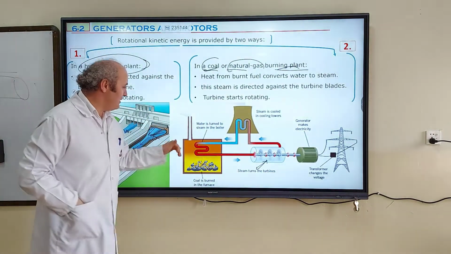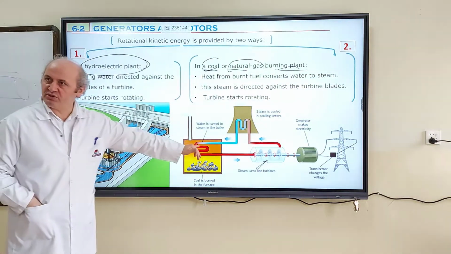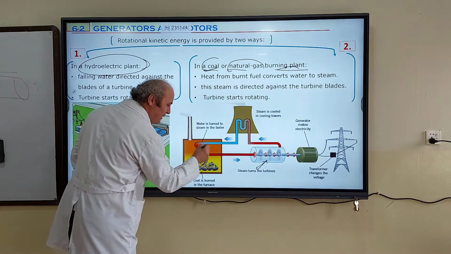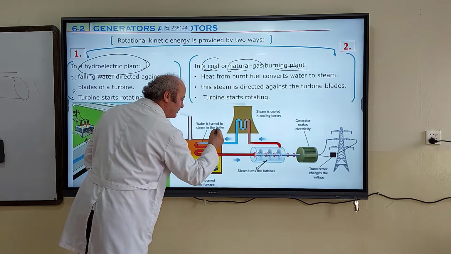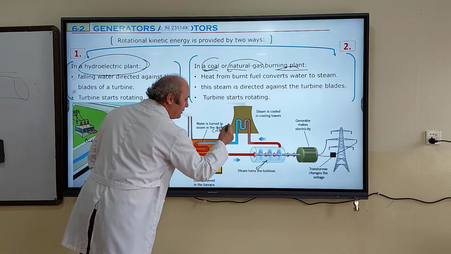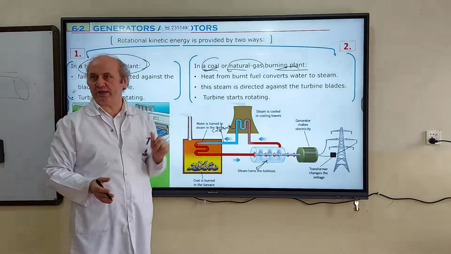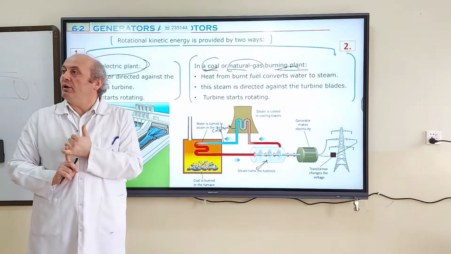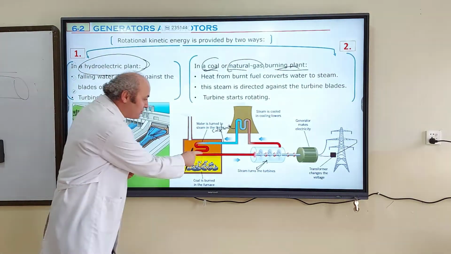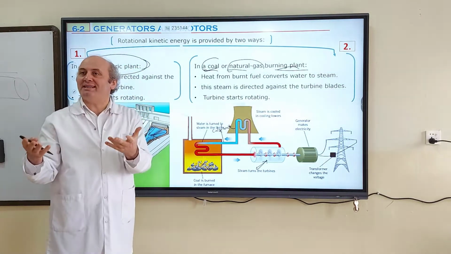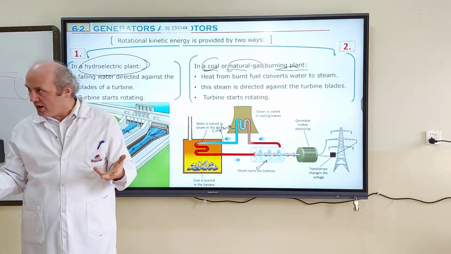This time we will produce steam from water. There are pipes. You see these pipes? Here cold water is coming. Cold water. But this water is heated by coal or natural gas. You are going to burn the coal, you are going to burn the natural gas, and you are going to convert this water to steam, because if enough energy, enough heat is given to water, it becomes steam.